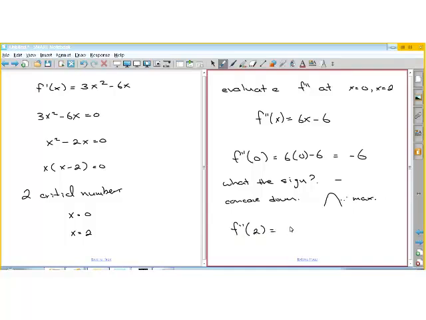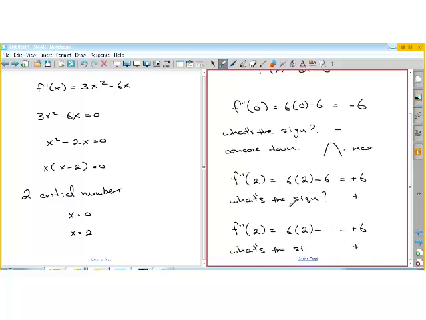Okay. Then you do the same thing. F double prime of 2. 6 times 2 minus 6 is 12 minus 6, which is positive 6. What's the sign? It's positive. Positive second derivative means concave up, which means like that. That's a concave up. It's pointing upward. Therefore, it's a minimum.